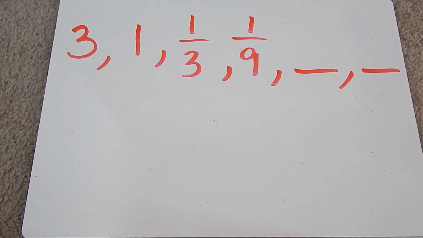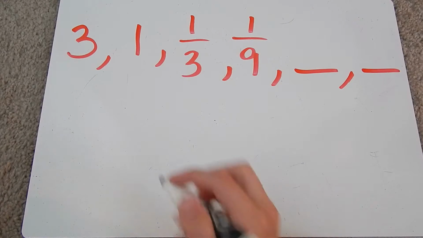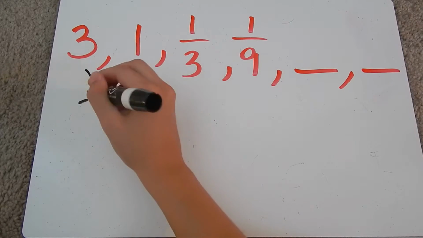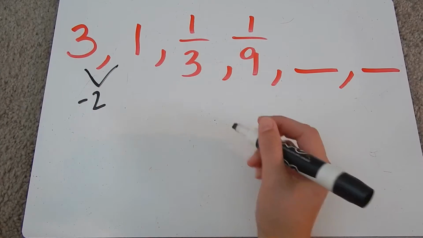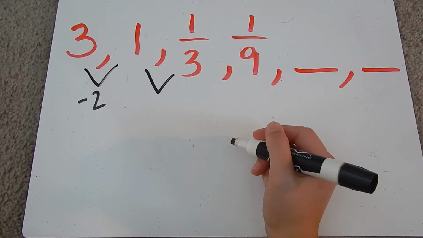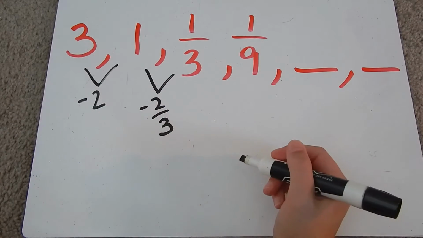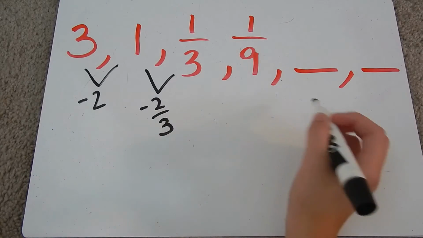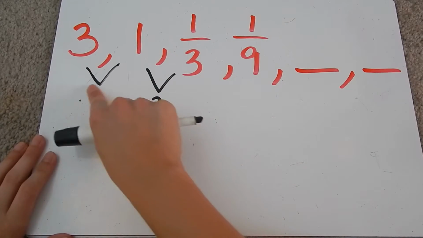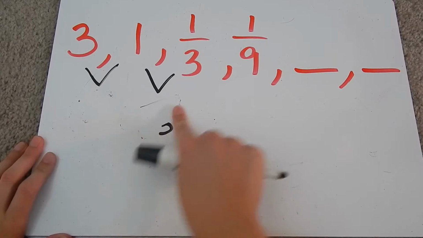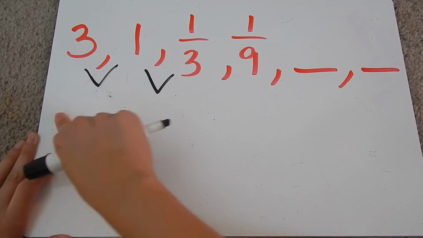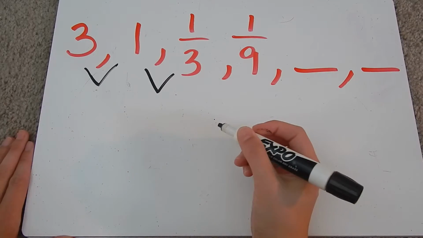And our last example. So let's first start with adding or subtracting. To get from 3 to 1, I subtract 2. To get from 1 to 1/3, I actually subtract 2/3. So that is not the pattern. That is not what we want to do. We don't want to add or subtract. So next thing we're going to go to is multiplying and dividing.